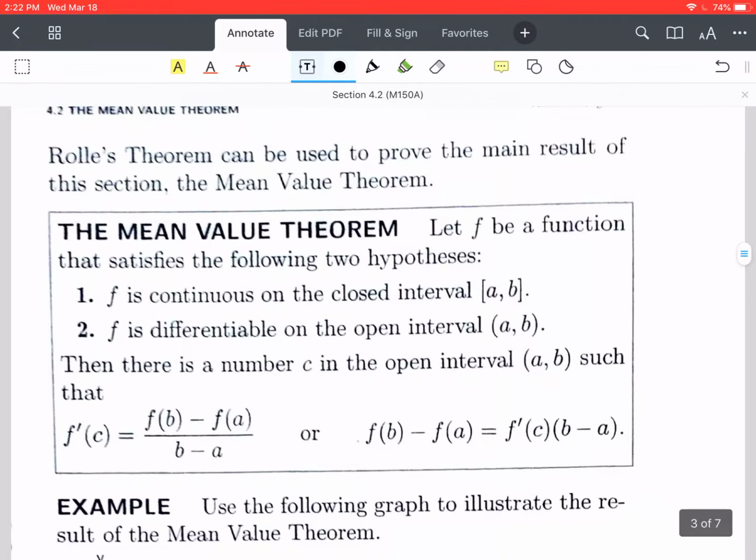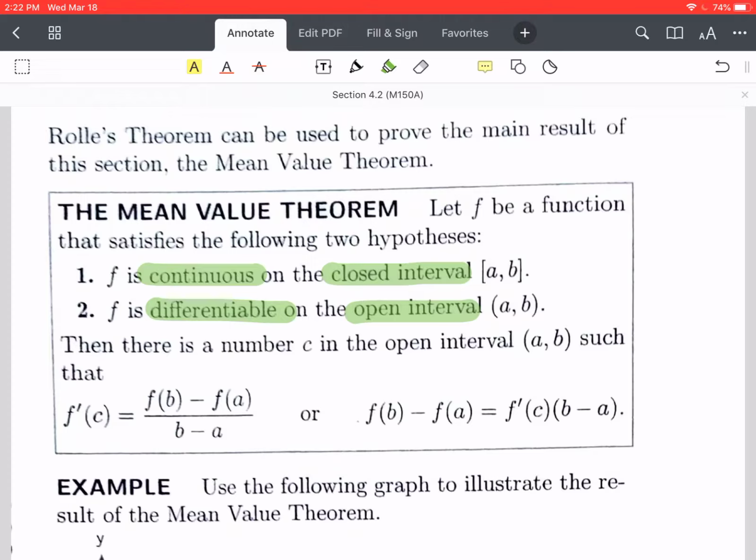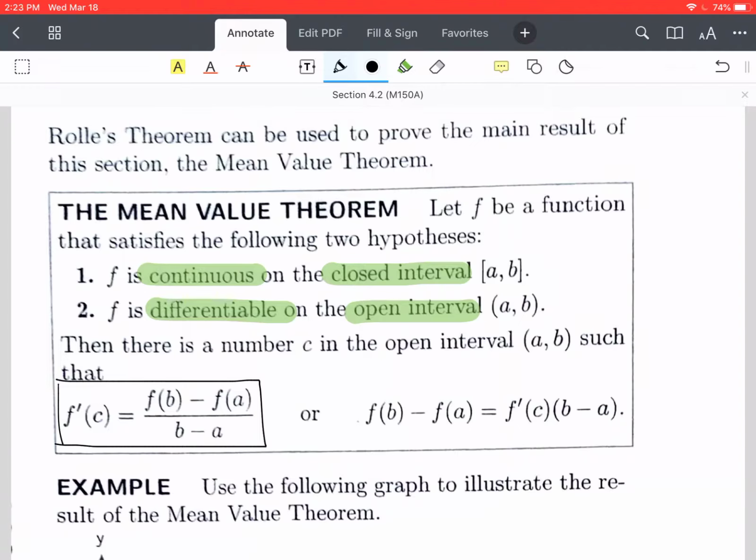This leads us to the big theorem for the day. That's the mean value theorem. The mean value theorem is similar to Rolle's theorem. In fact, Rolle's theorem is actually a special case of the mean value theorem. So the mean value theorem states if f is a function that is continuous on the closed interval ab and differentiable on the open interval from a to b, there must be some number c in the open interval such that f prime of c equals f of b minus f of a over b minus a. And you can also rewrite it this way also.